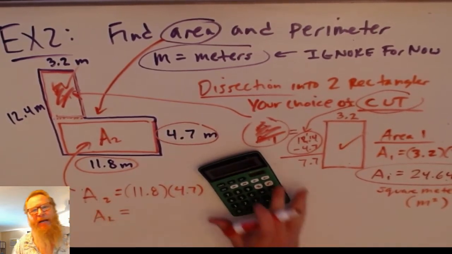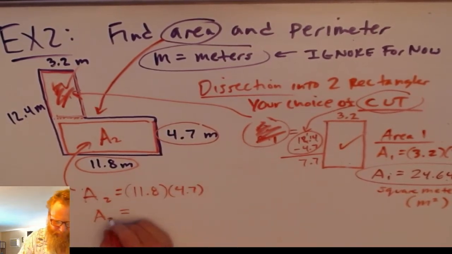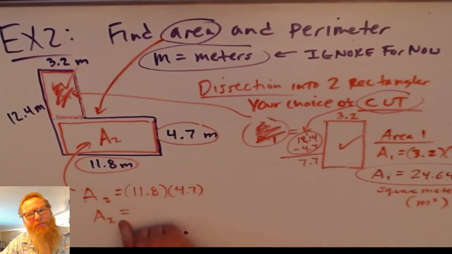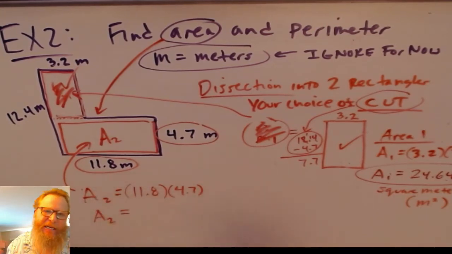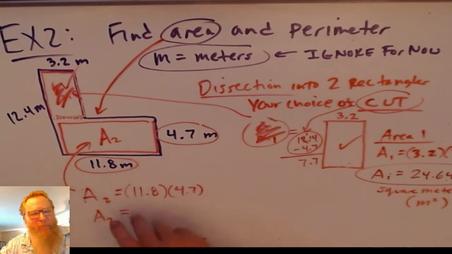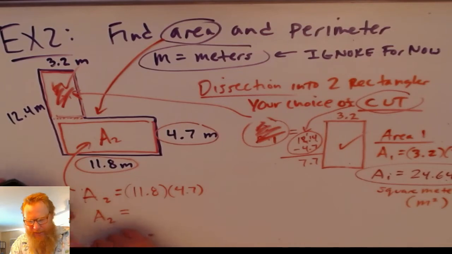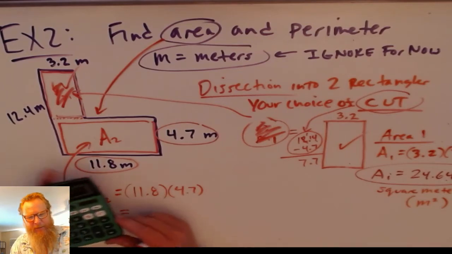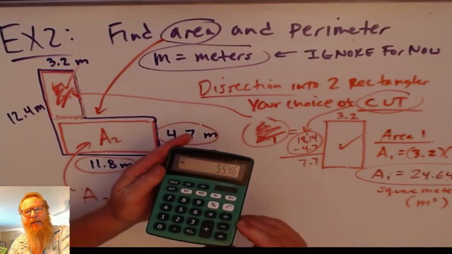That's going to be my A2. The little subscript 2 just means it's the second piece. It doesn't actually do any math. It doesn't divide or multiply by 2. It's an indicator of who you're talking about. So 11.8 times 4.7. Isn't that nice? Look how quick that is.